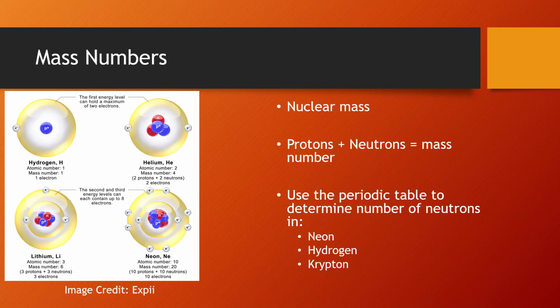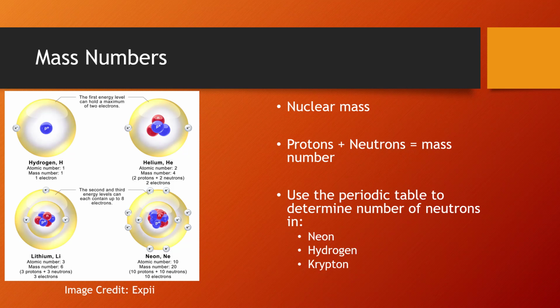Mass numbers. So the nuclear mass is simply the protons plus the neutrons. So the mass number is taken as just adding how many protons something has with how many neutrons something has. You can see here, hydrogen has 1 proton and 0 neutrons. Therefore, it has a mass number of 1. Neon has an atomic number of 10, meaning 10 protons. It has a mass number of 20, which means there are 10 protons and 10 neutrons.